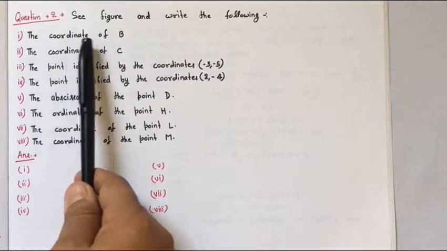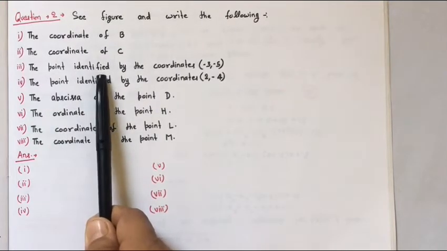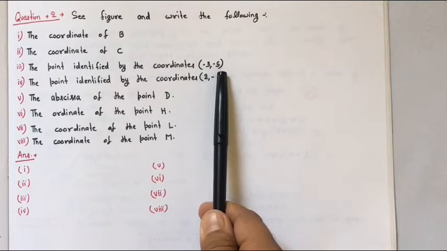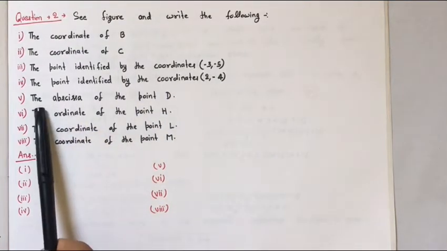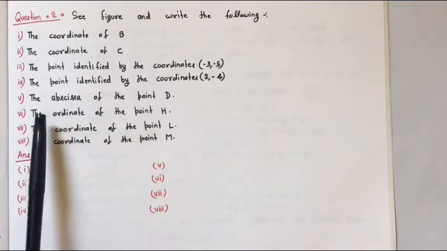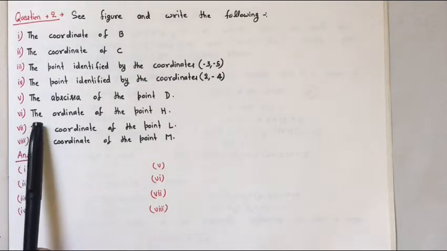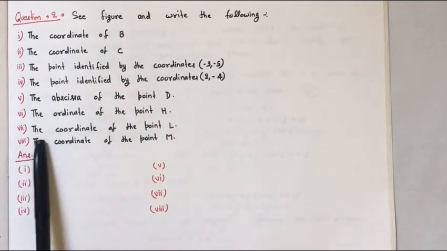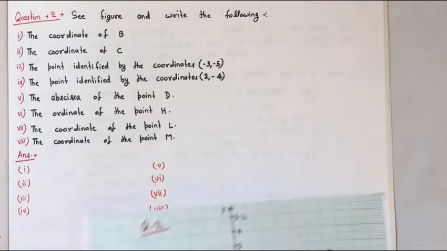First is the coordinate of B, then the coordinate of C, the point identified by the coordinate -3, -5, the point identified by the coordinate 2, -4, the abscissa of the point T. The word abscissa came here. I told you at the start of the video that in a coordinate, the x value is the abscissa, and the y value is the ordinate. Okay, the ordinate of the point H, the coordinate of the point L and the coordinate of the point N. Means there are total 8 parts.